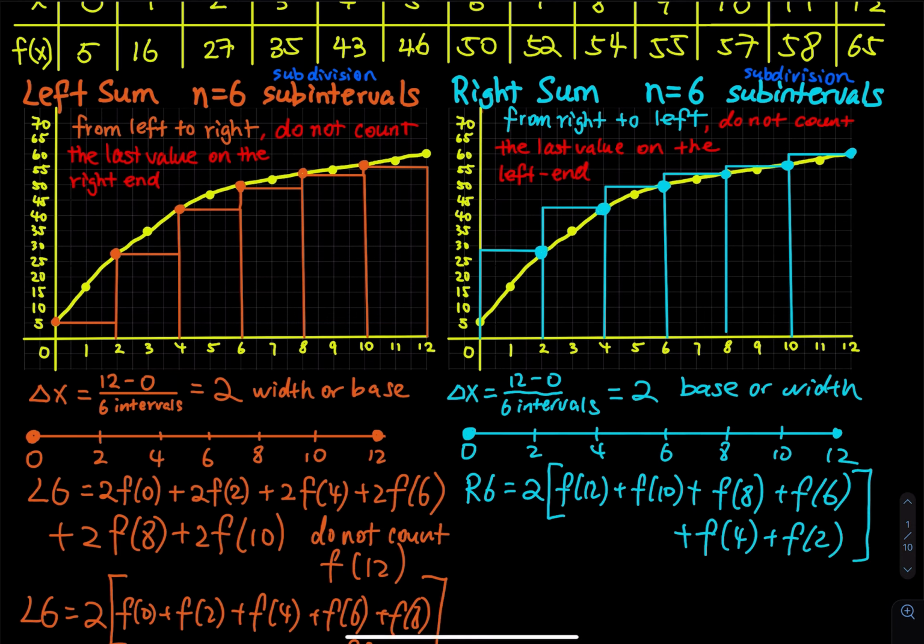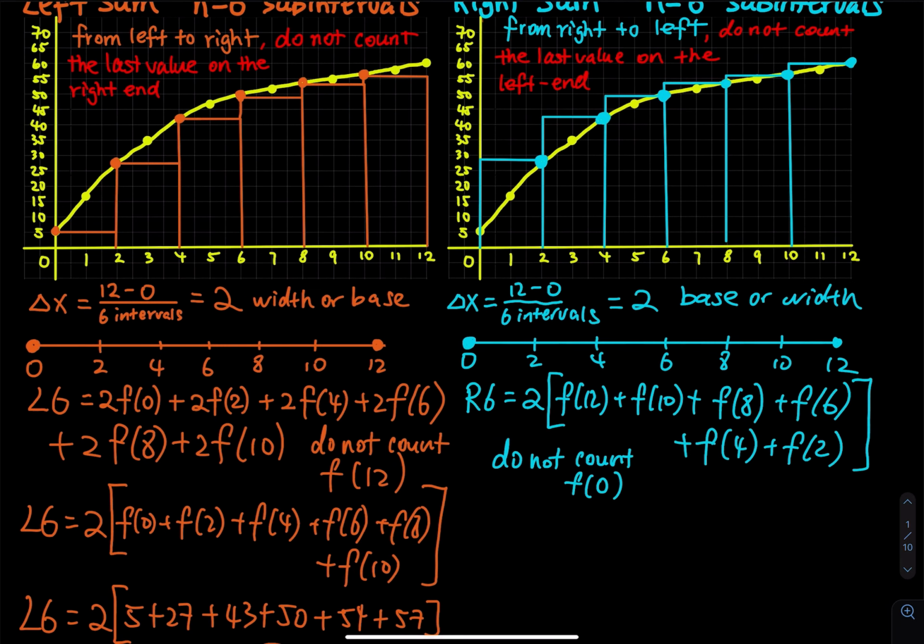Take a look, how many y's do we have? 1, 2, 3, 4, 5, 6. We already have 6. We do not need the 0. In fact, if you take the 0, listen to me right now. If you take the 0 and then you go 2 units to the right, you are out of the chart. There is nothing on the left-hand side of 0. That's why we do not take the 0. Let's just count this. Do not count f of 0.